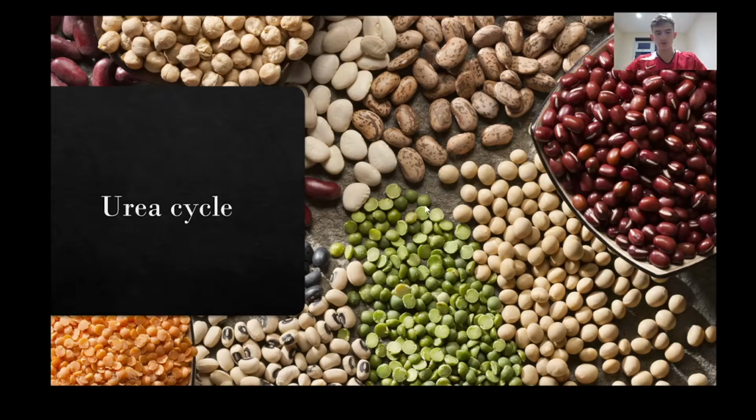Okay, so continuing on from our amino acid lecture, we're going to look at the urea cycle and how ammonia is removed from the body, as well as looking at the disorders and what can go wrong.